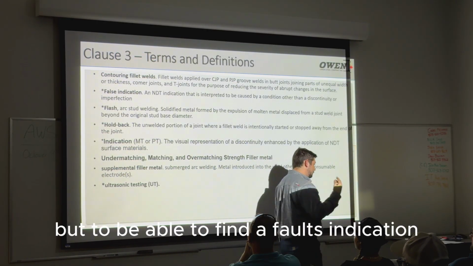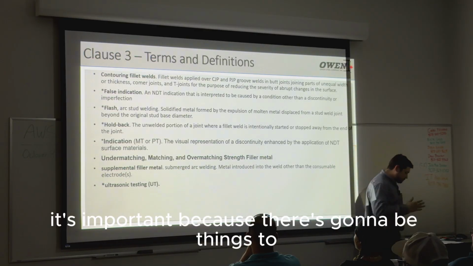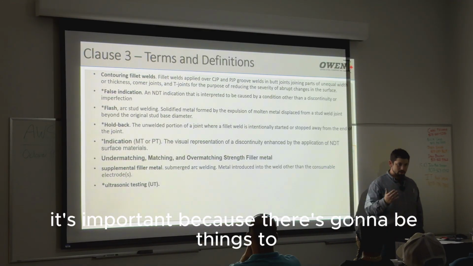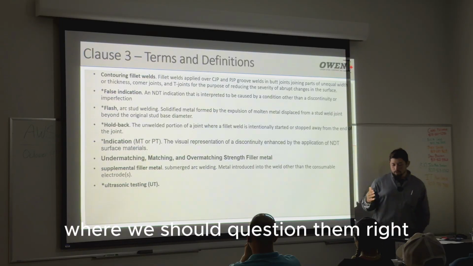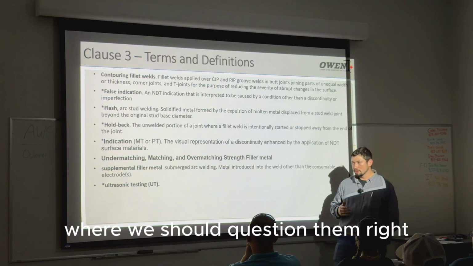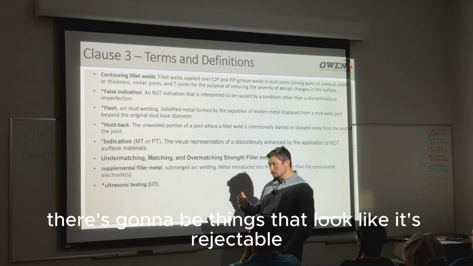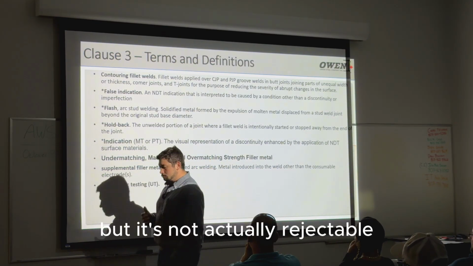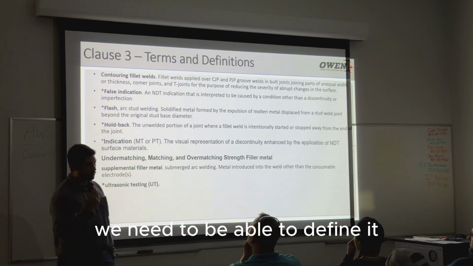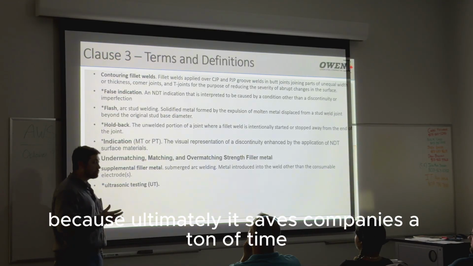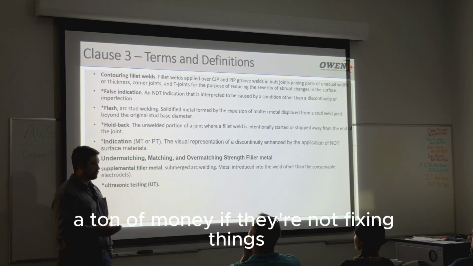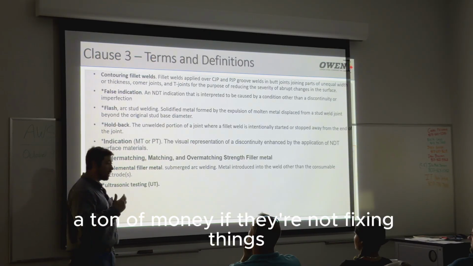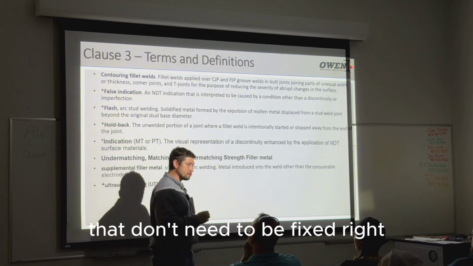But being able to define a false indication is important because there are going to be things that we should question, right? There are going to be things that look rejectable, but are not actually rejectable. We need to be able to define it. We need to be able to identify it, because ultimately it saves companies a ton of time and a ton of money if they're not fixing things that don't need to be fixed, right?